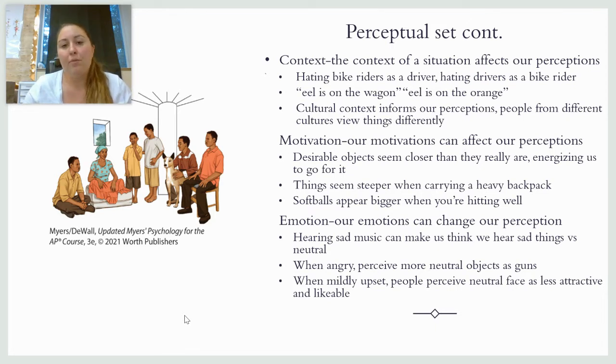Now, here's another example. When participants heard "eel is on the wagon" or "eel is on the orange," the context of wagon caused people to think "wheel" for the first, and the context of orange caused people to think "peel" for the second. Now, cultural contexts also inform our perceptions, and people from different cultures view things differently. So I want you to look at this image and tell me what you think is going on here, and then we'll talk about it in class.